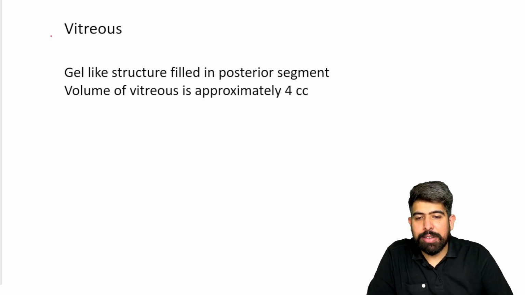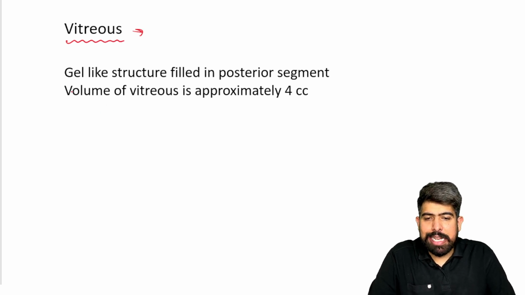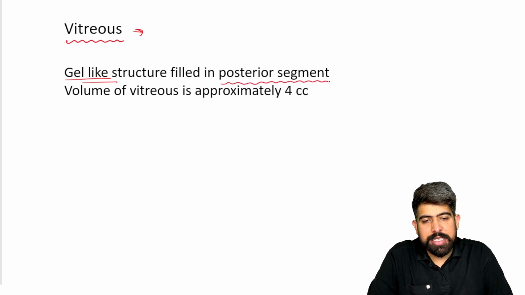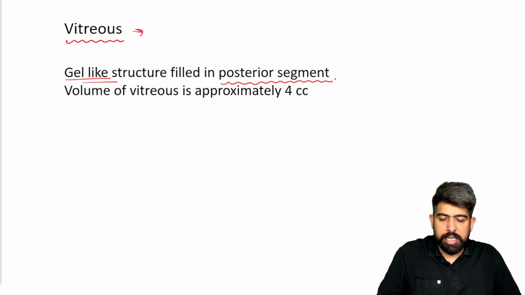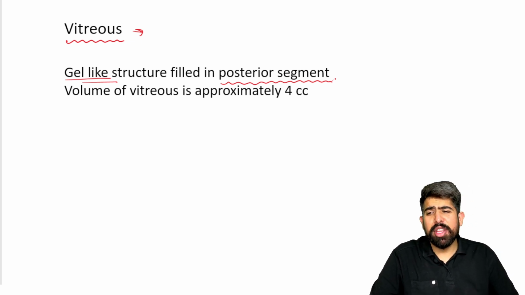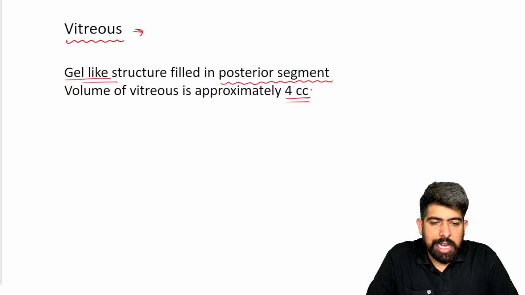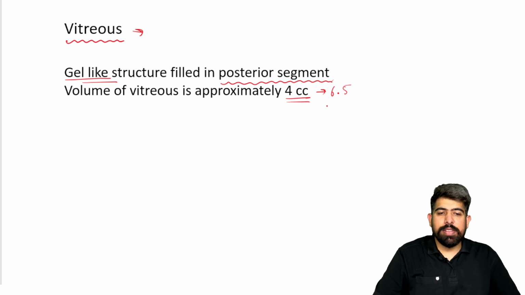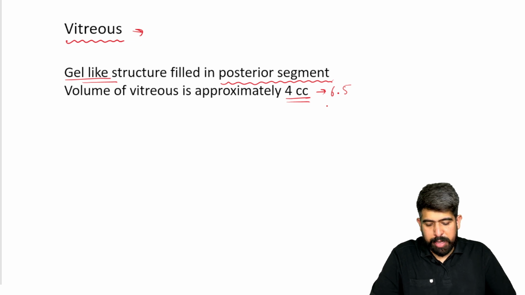Let's move forward to the vitreous humor. Talking about the vitreous humor is quite easy. Vitreous is a gel-like structure, as I already told you, and it fills your posterior segment, the part just behind the lens. So this posterior segment is filled with the vitreous. The volume of the vitreous is approximately 4 cc. The total volume of the eyeball is 6.5 cc, so out of the 6.5 cc, 4 cc is covered by your vitreous, right?